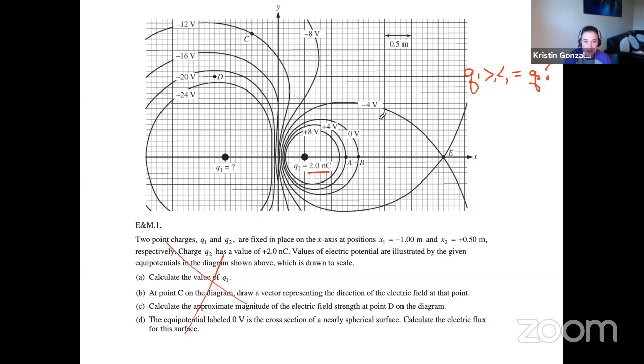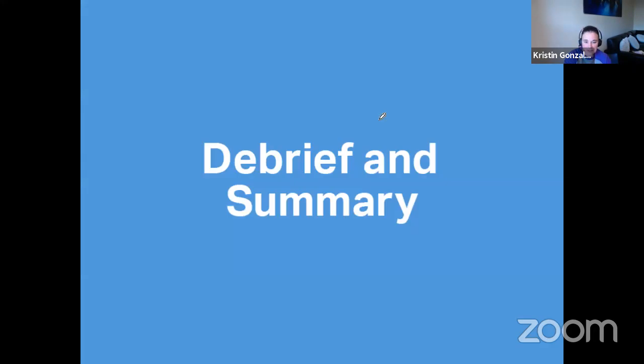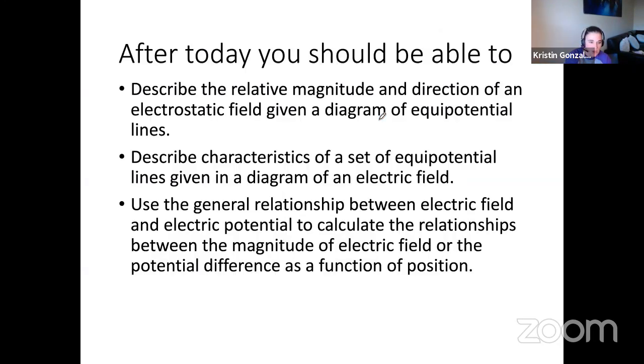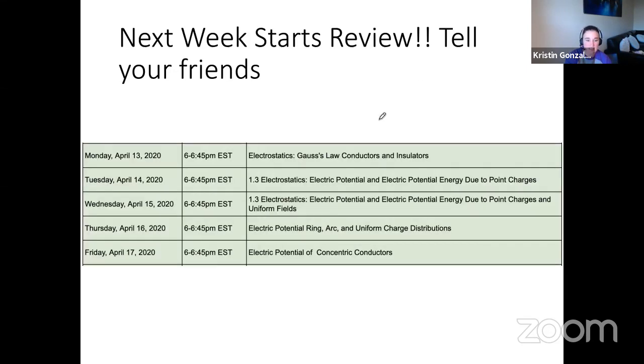Okay, that is all we have then. We will talk about that tomorrow. So you should be able to relate those electric fields and electric potential, the graphs of each. How can you go back and forth from one to the other? And what was that relationship between the field and potential? Tomorrow, we're going to do electric potential for our other fun distributions of charge, meaning that ring, that arc, and that line of charge. And then Friday, we are going to finish out potential with concentric conductors.